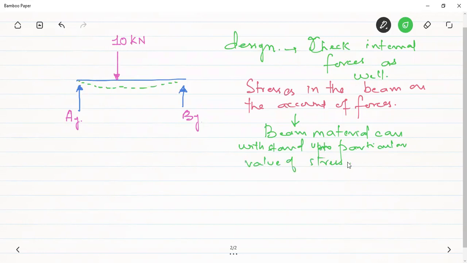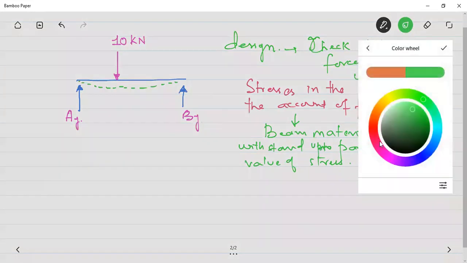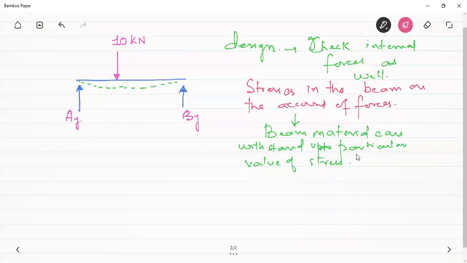If the stress in the beam exceeds, at any point, beyond that particular value, which we call the failure stress or the yield stress, which we usually call the yield or ultimate stress, the beam will fail. There are different criteria. For brittle materials, we have ultimate stress. For ductile materials, we have yield stress. So if the stress in the beam exceeds any of these values, the beam will fail. That is, yielding or fracture of the beam will take place.